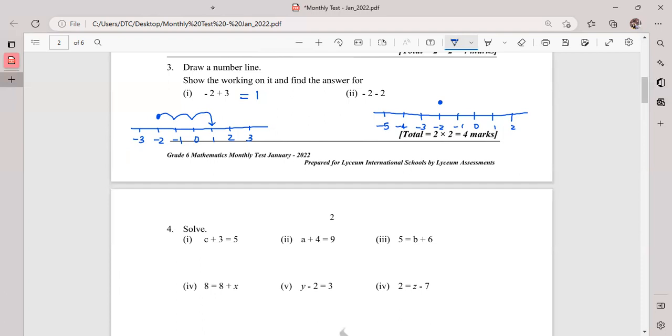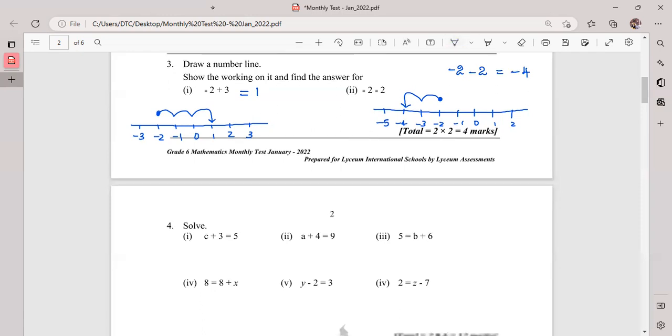2 steps. So with the negative sign, I decided to move to the left side, and the number 2 tells me how many steps I should go. So it is 1, 2. This should be my answer. Therefore, I can write that -2 -2, the final answer is -4. Hope it is clear. Okay, then we will move to question number 4.